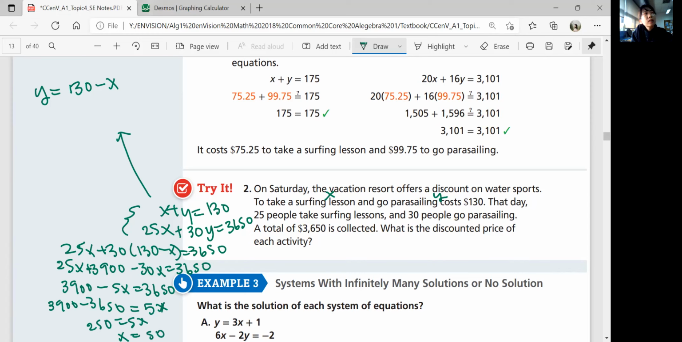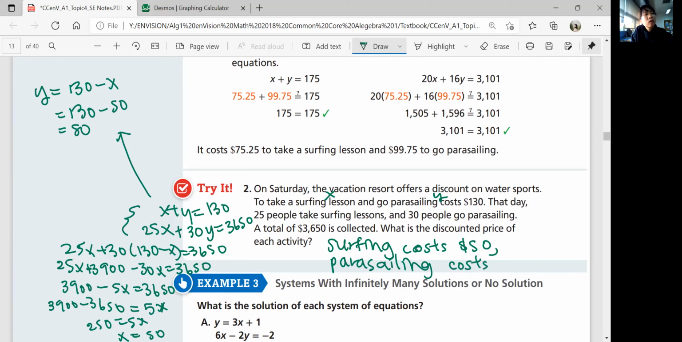We're not done, what's y? y is equal to 130 minus x, which is 50 now. So 130 minus 50 is 80. So which is which? x is surfing lesson, parasailing is y. So surfing costs $50. Parasailing costs $80. That is your final solution.